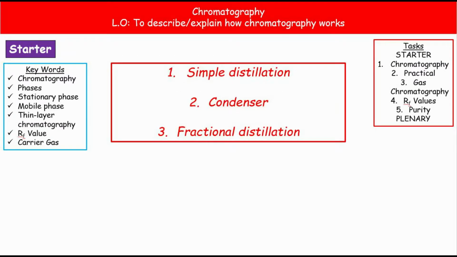Let's mark those answers then. So question 1, the process we were looking for is simple distillation, or if you just wrote distillation, you would get the mark for that. Question 2, the piece of equipment is a condenser. And for question 3, the process is fractional distillation. This time you need both words to get that mark. So add it up, score out of 3, and give yourself your score in your books.